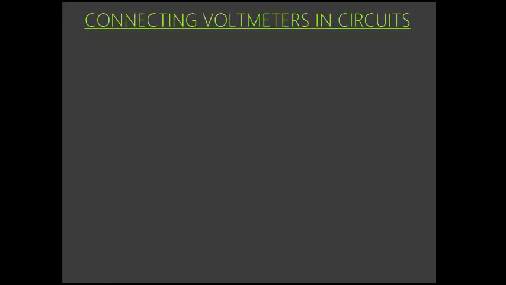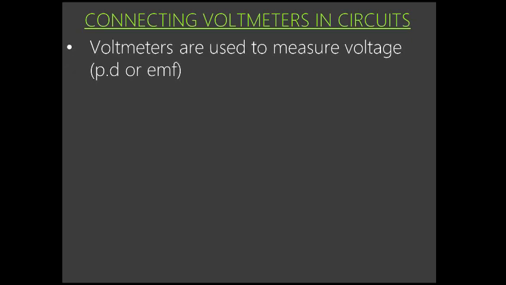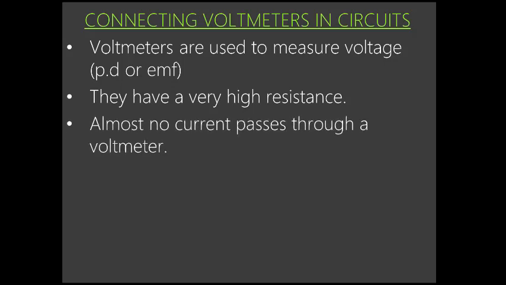Okay, let us look at how we treat a voltmeter when it's connected in a circuit. So voltmeters are used to measure voltage, and that is PD or EMF. Voltmeters have very high resistances, and therefore almost no current passes through them. So when a voltmeter is connected in a circuit, almost no current passes through it.